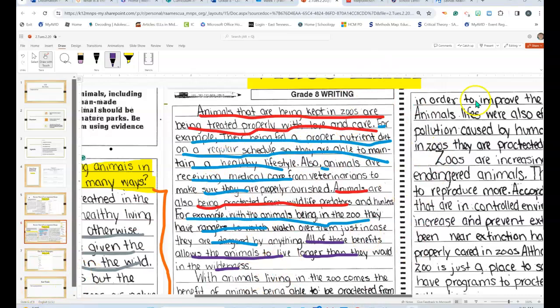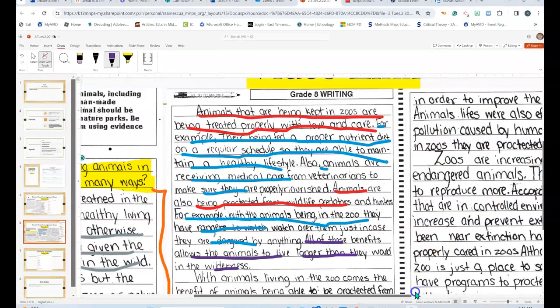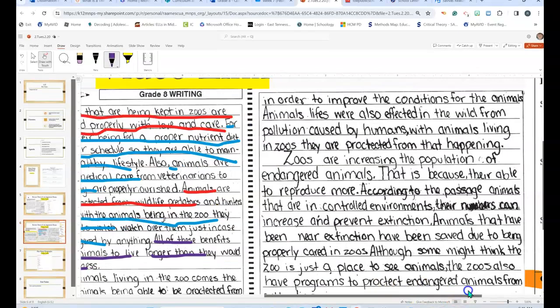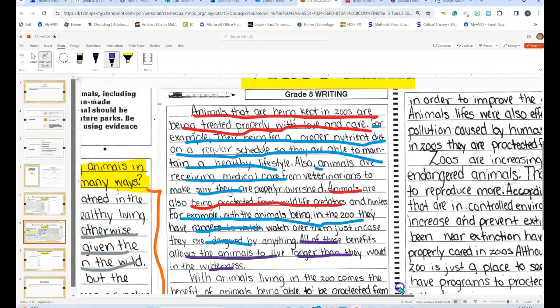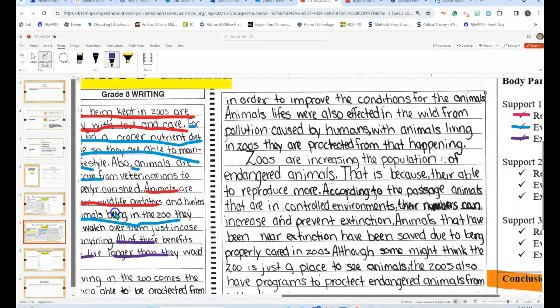Now, you are going to color code the other two body paragraphs on your own. Miss Butera has the key, so she's going to give you some feedback as you do it to see if you can find the reasons, the evidence, and the explanation for the next two paragraphs. So stop the video here and do that. When you're done with that, come back and I'm going to go over the conclusion.